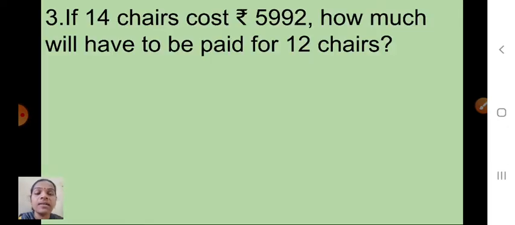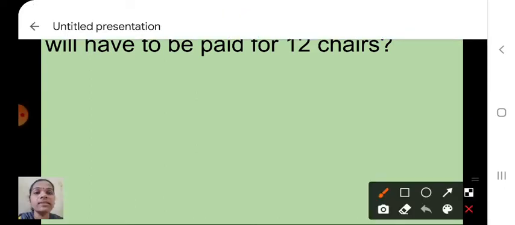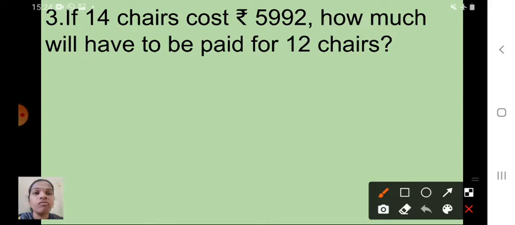See here, practice set 29, third question. Here total 9 sums are there, that is word problems. I'll read the question: If 4 chairs cost rupees 5,992, how much will have to be paid for 12 chairs? See here what is given. 4 chairs cost is 5,992. So we have to find the cost for 12 chairs.